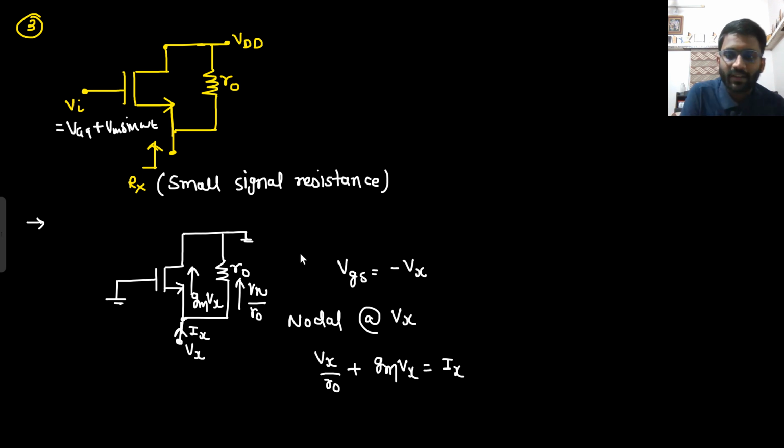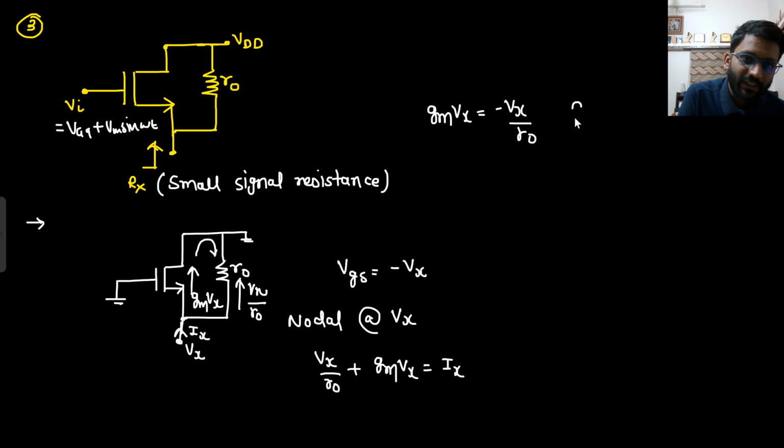Now tell me one thing. Some people can think, sir, this gm Vx current will be flowing through this r0. So why can't you say gm Vx is equal to minus Vx by r0? Are you having this doubt? If you are, forget it. You should not have this doubt.